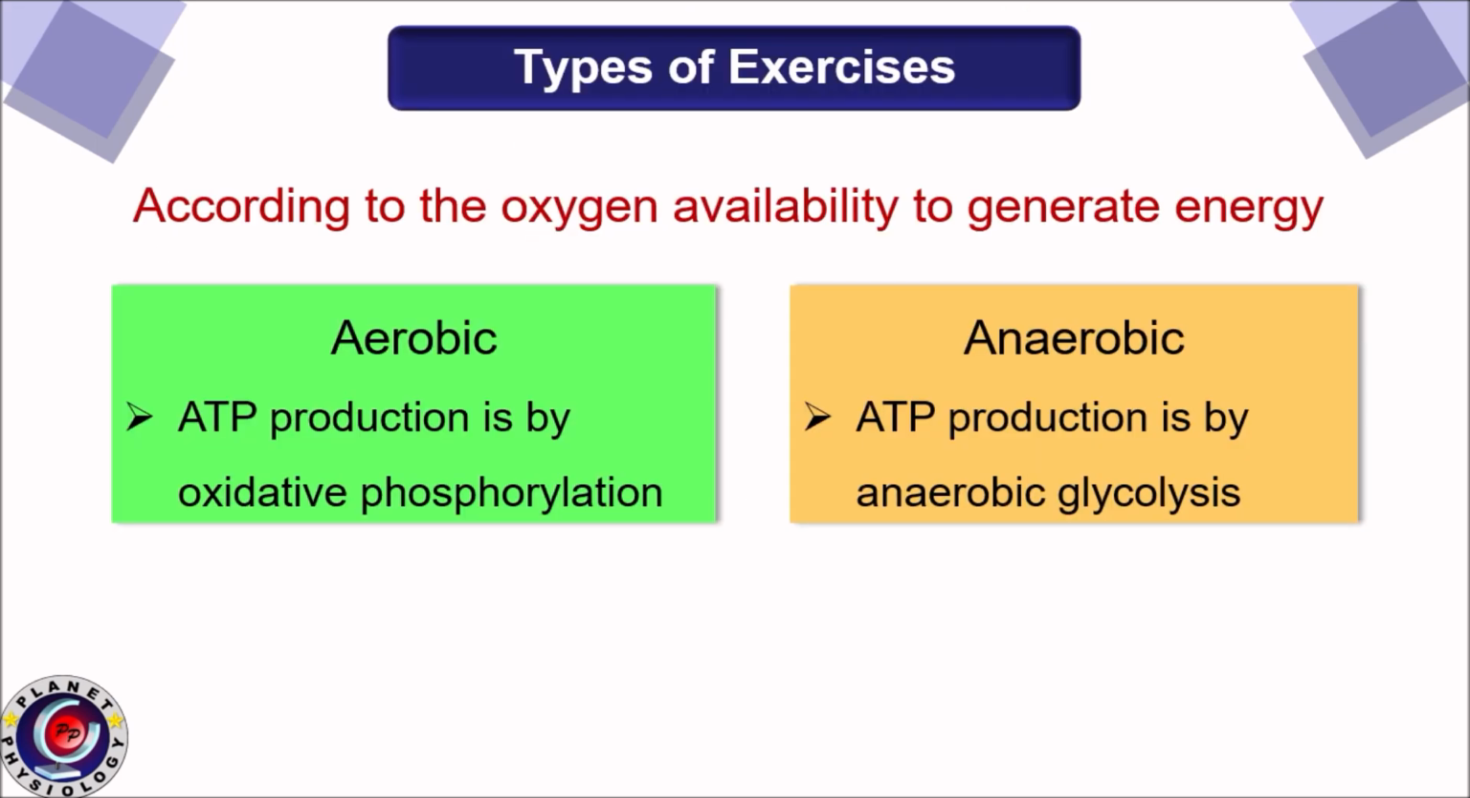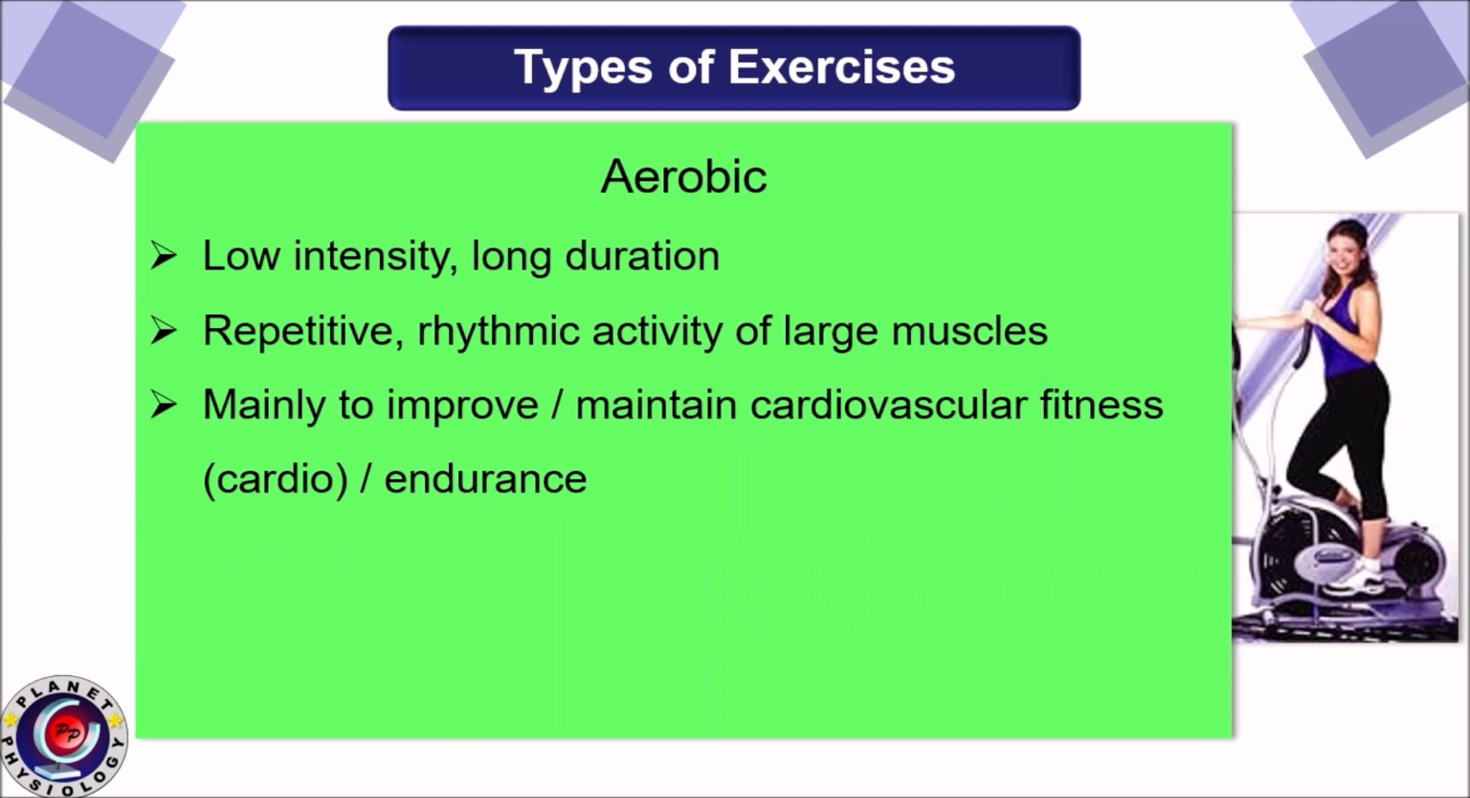The third way by which exercises can be classified is according to the availability of oxygen to generate energy during the exercise. It can be aerobic or anaerobic. In aerobic exercises, as the name suggests, oxygen is available and ATP is produced by oxidative phosphorylation of various substrates. Whereas in anaerobic exercises, intensity is so high that oxygen supply is not sufficient to generate enough ATP, and therefore ATP is produced by the anaerobic glycolysis process. So let us study these two types of exercises in a bit more detail.